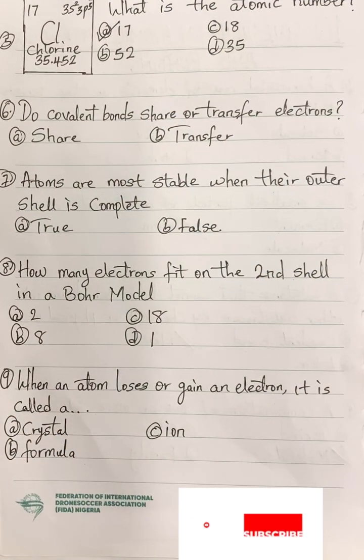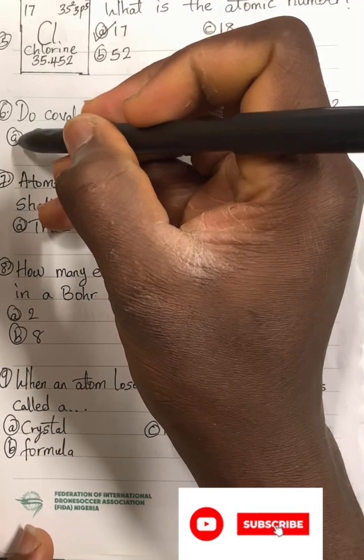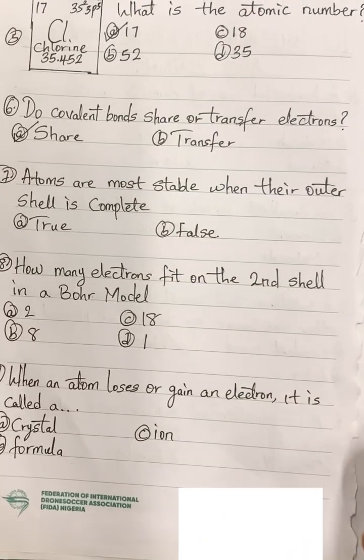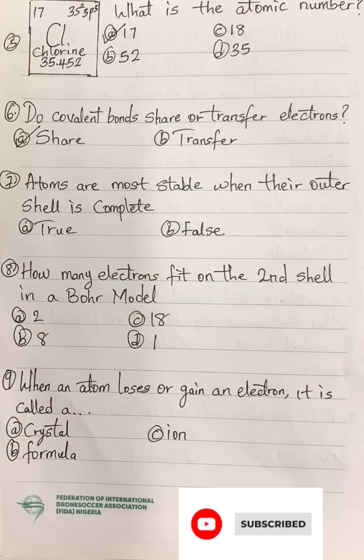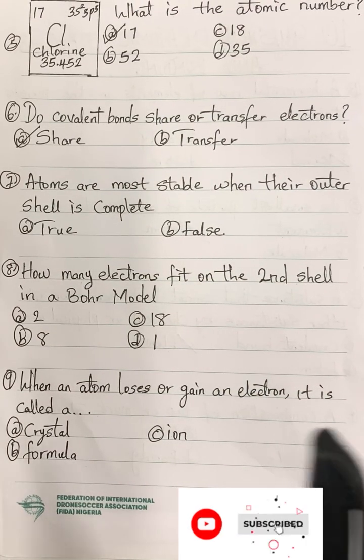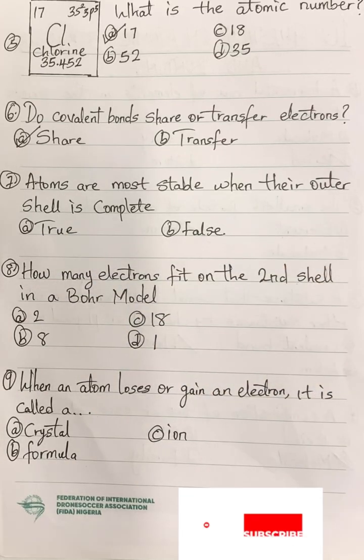6. Do covalent bonds share or transfer electrons? According to our last video, it was share electrons. 7. Atoms are most stable when their outer shell is complete. True or false? I also said this in our last video. It's true.